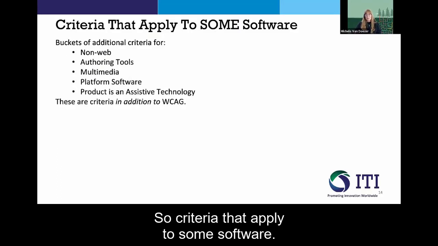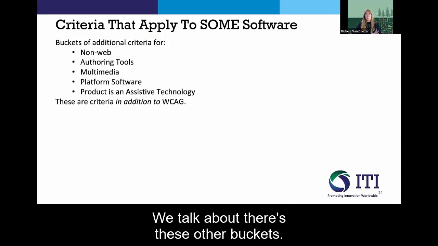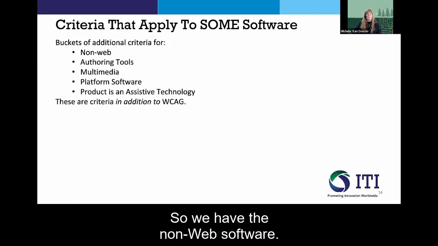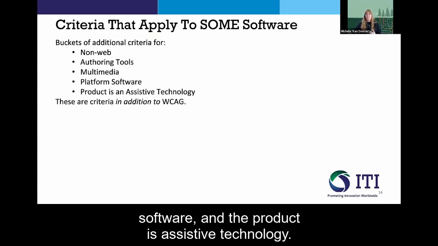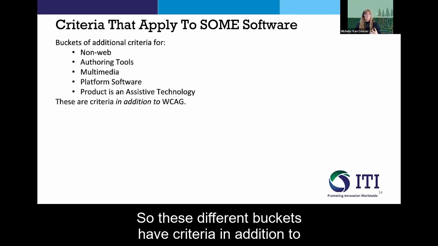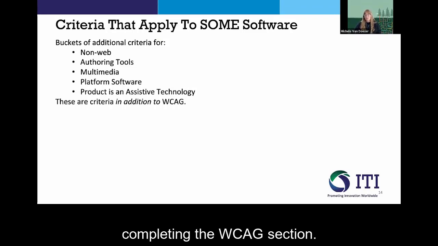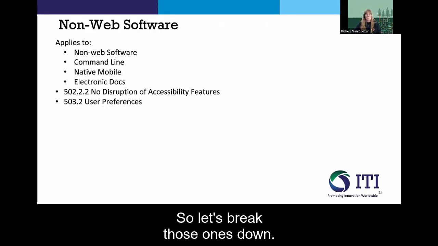So, criteria that apply to some software: there are these other buckets. We have non-web software, authoring tools, multimedia, platform software, and the product is assistive technology. These different buckets have criteria in addition to completing the WCAG section. So let's break those down.